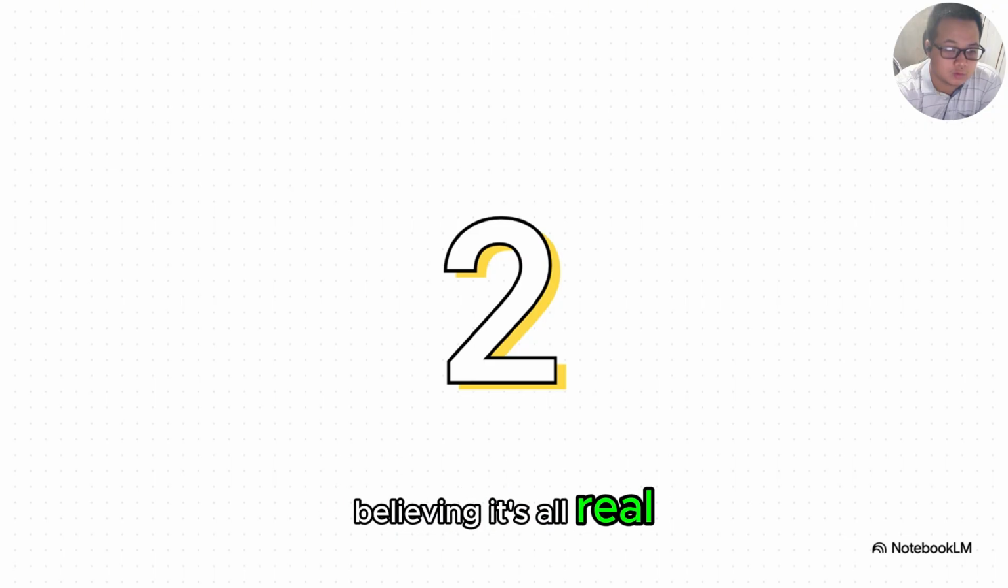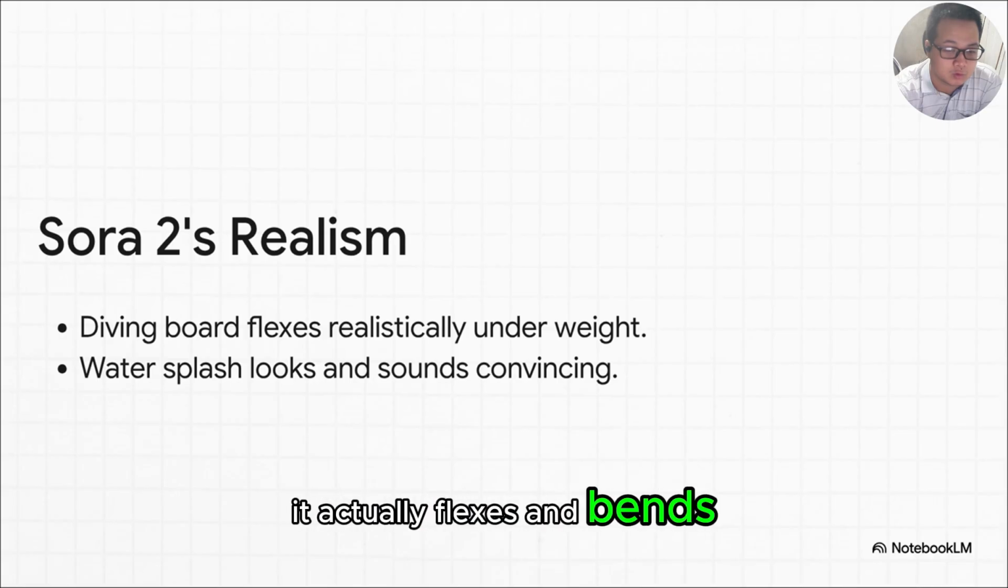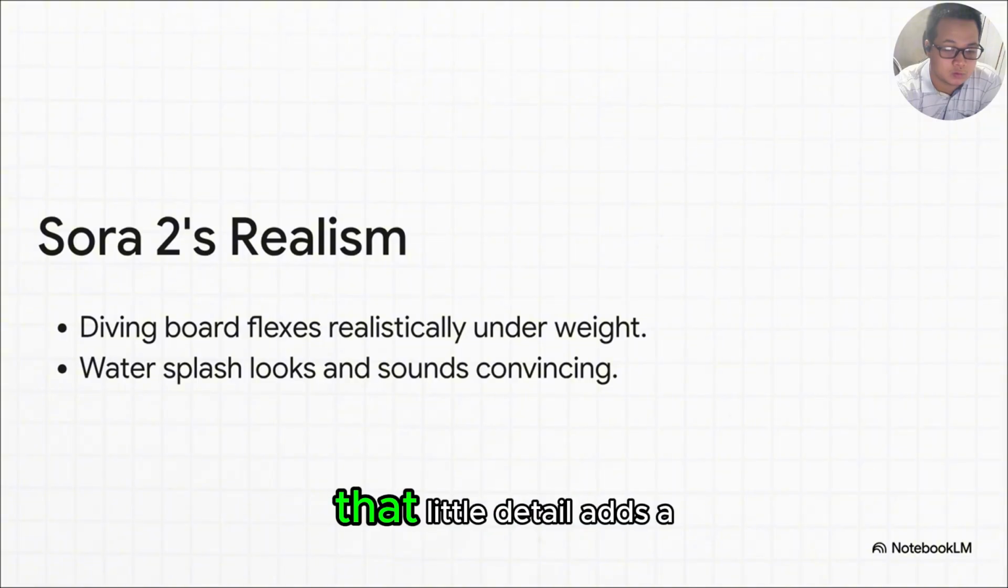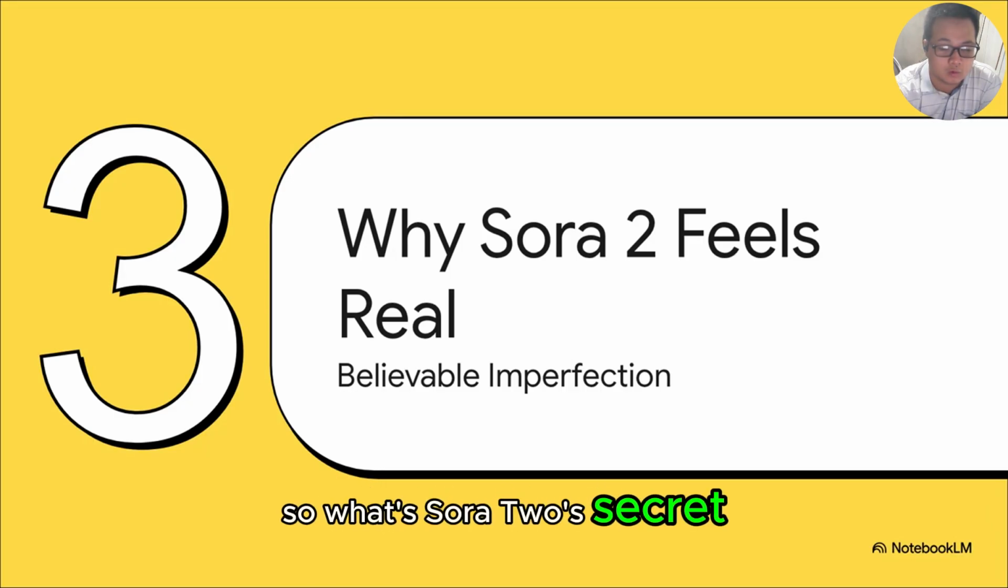Okay, so first, watch the diving board. It actually flexes and bends under the person's weight right before they jump. You know, just like a real one would. That little detail adds a sense of weight, of physics. And second, the splash in the water just looks right. It's totally believable. And you might think these are small things, but they make a monumental difference in selling the whole illusion.